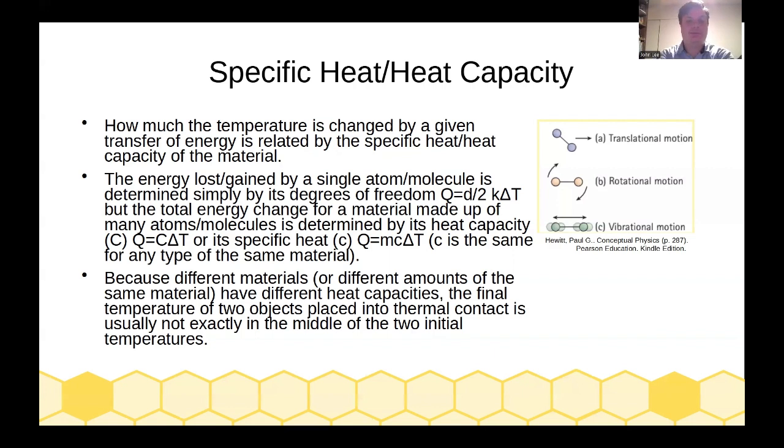Because different amounts of the same material, or different materials with different amounts, have different heat capacities, the final temperature of two objects placed into thermal contact is usually not exactly in the middle of the two initial temperatures.